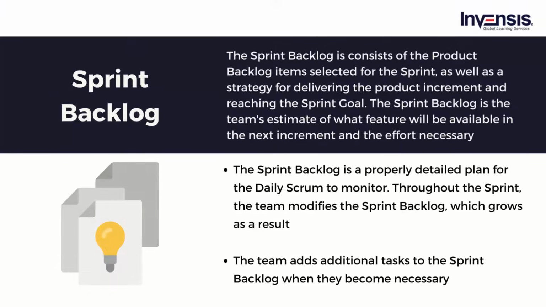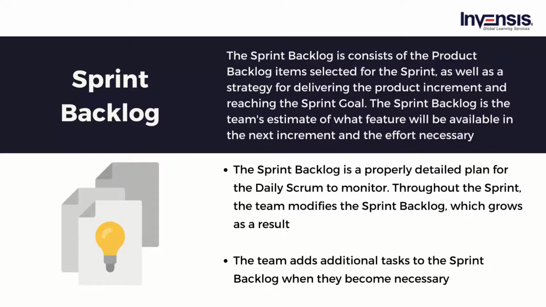Let's now move on to the next Scrum artifact, the sprint backlog. The sprint backlog consists of the product backlog items selected for the sprint, as well as a strategy for delivering the product increment and reaching the sprint goal. The sprint backlog is the team's estimate of what feature will be available in the next increment and the effort necessary to provide that functionality in the form of a workable product increment. The sprint backlog is a properly detailed plan for the daily Scrum to monitor. Throughout the sprint, the team modifies the sprint backlog, which grows as a result.